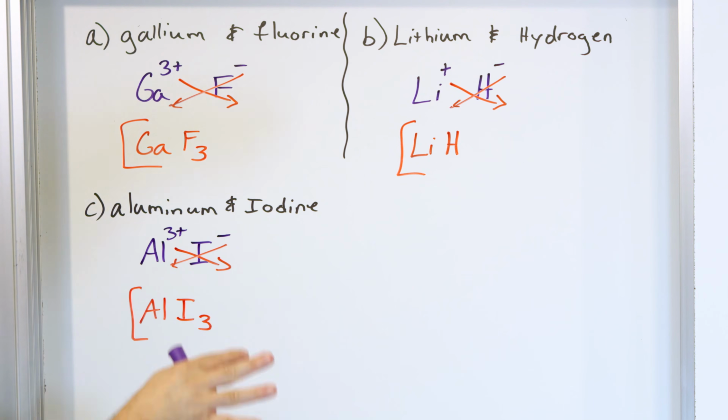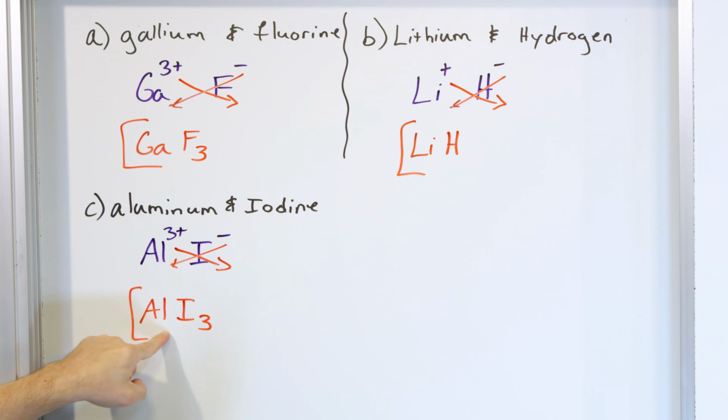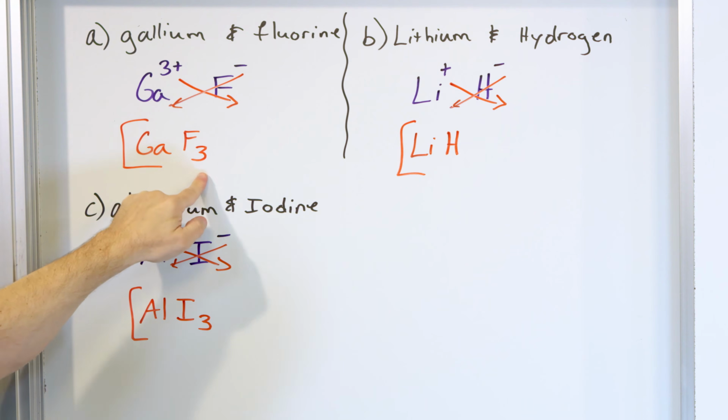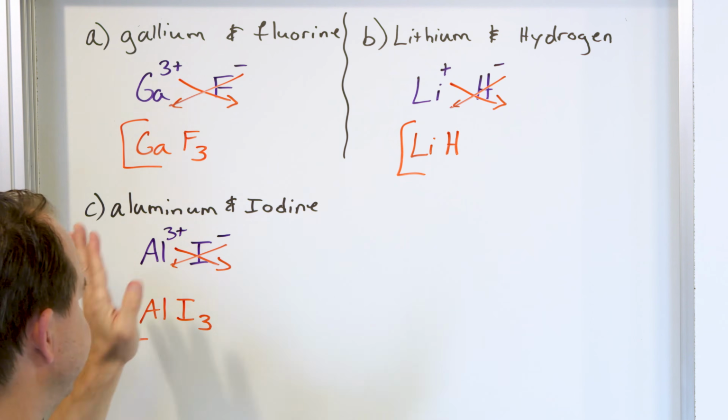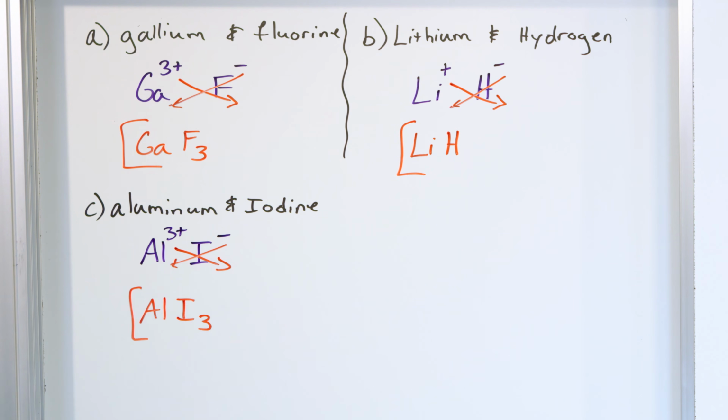So we have more problems to do, but before we go any further, let's just double check. We cannot simplify this any further into a lower ratio. 1 to 3 we can't simplify, just like we can't simplify this any further or this any further. So that's basically why we stopped. But never forget why the crisscross thing works.